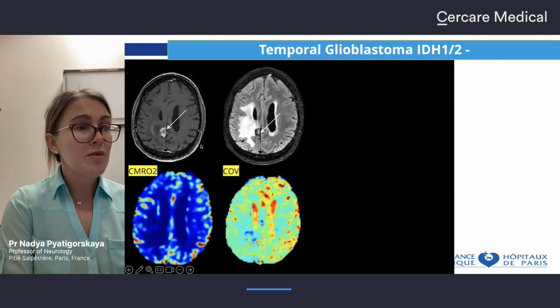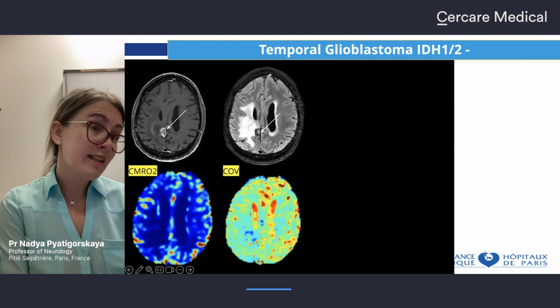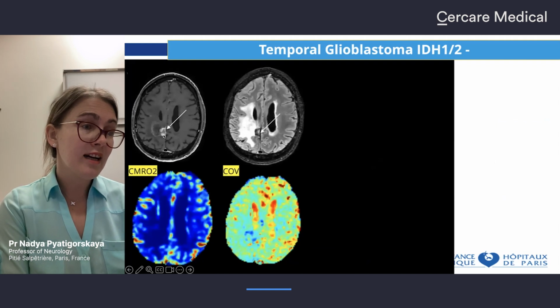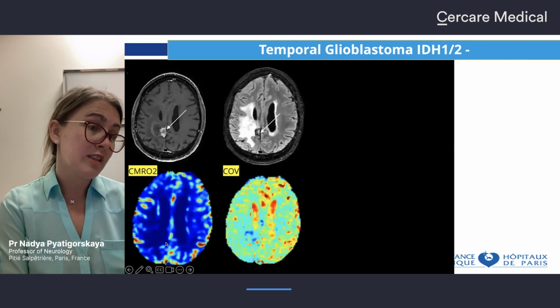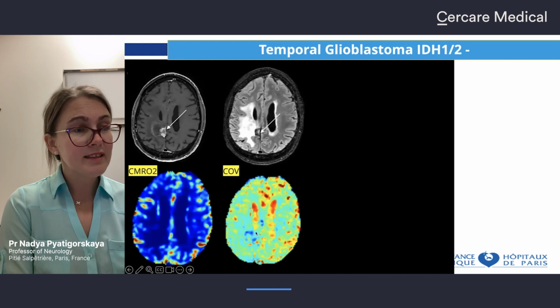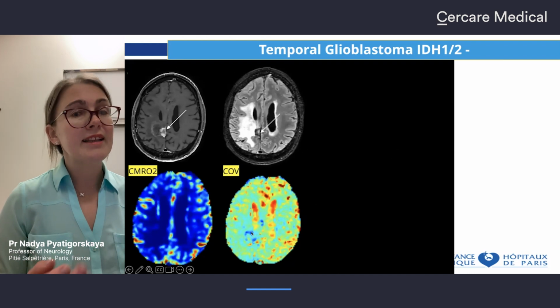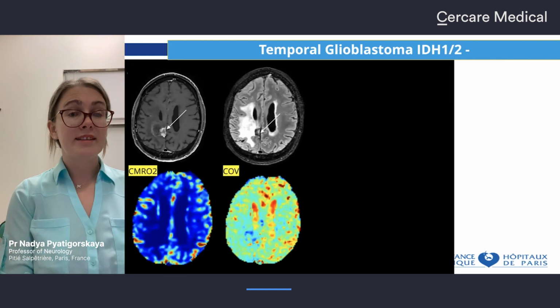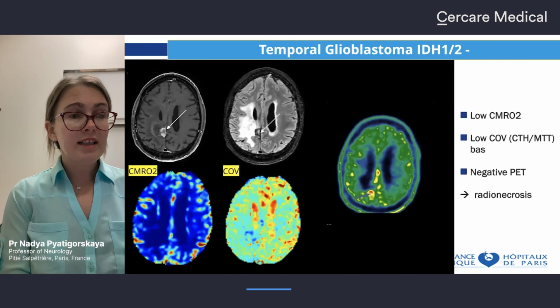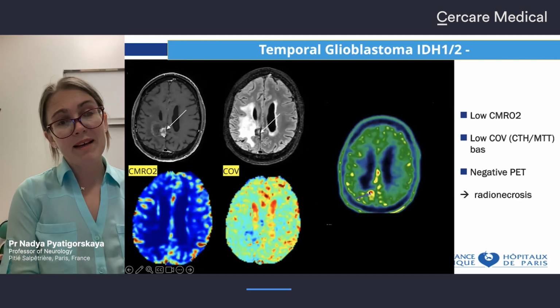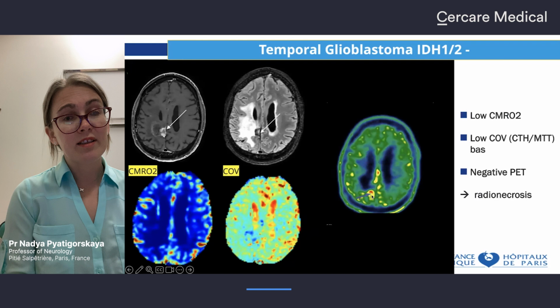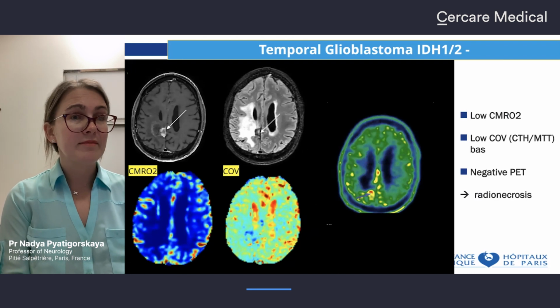So then we followed up this case, and there was no increase in contrast enhancement, and the CMRO2 curve was also negative, and finally this case was only radionecrosis, and it was also confirmed by PET, where we see that there is no increase in dopamine.